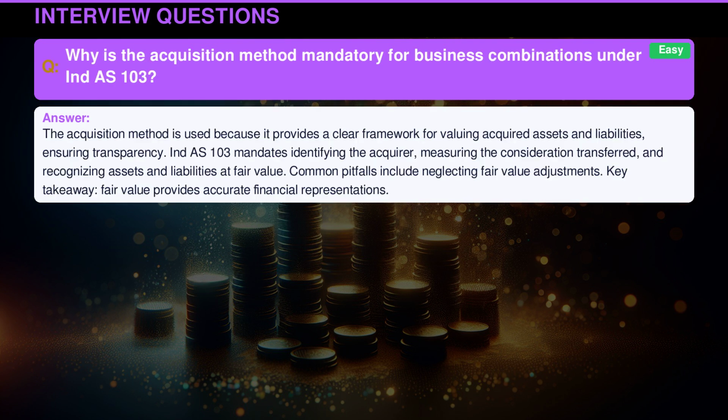The acquisition method is used because it provides a clear framework for valuing acquired assets and liabilities, ensuring transparency. Indian Accounting Standard 103 mandates identifying the acquirer, measuring the consideration transferred, and recognizing assets and liabilities at fair value. Common pitfalls include neglecting fair value adjustments. Key takeaway: fair value provides accurate financial representations.